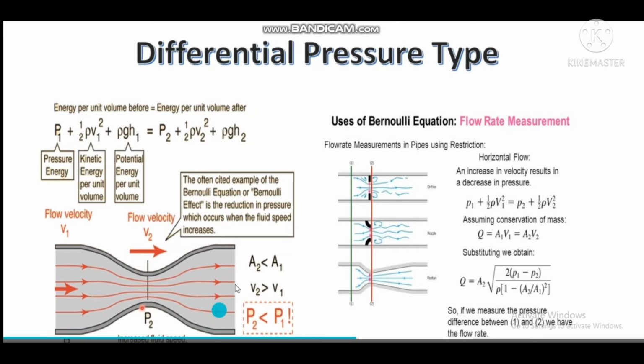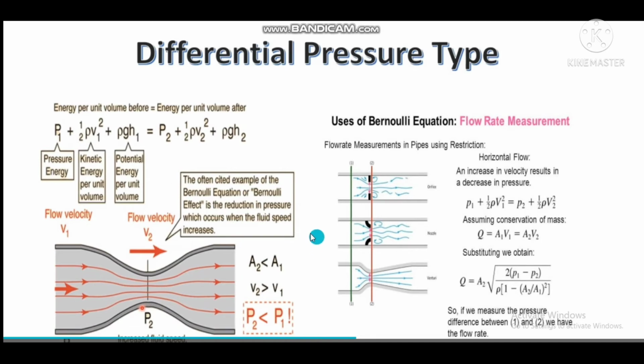We will look into the matter. If the area is A1 here and A2 here, then the velocity v2 will be greater than the velocity v1. And this velocity is inversely related to the pressure at that point. So the pressure P2, that is the pressure at point 2, will be less than the pressure at point 1. The pressure at point 1 is much higher than the pressure at point P2. This we can get by the comparison method.